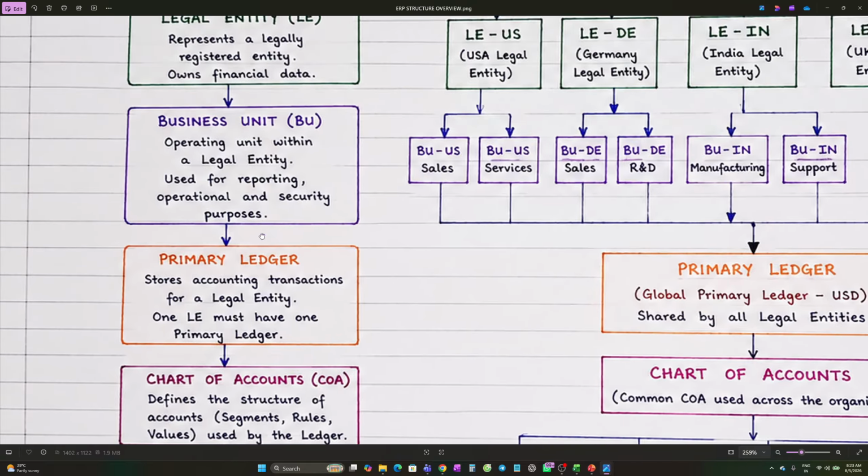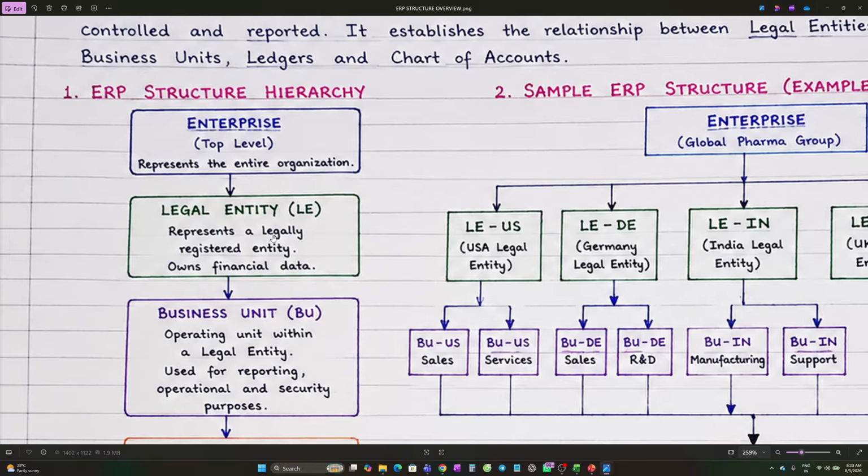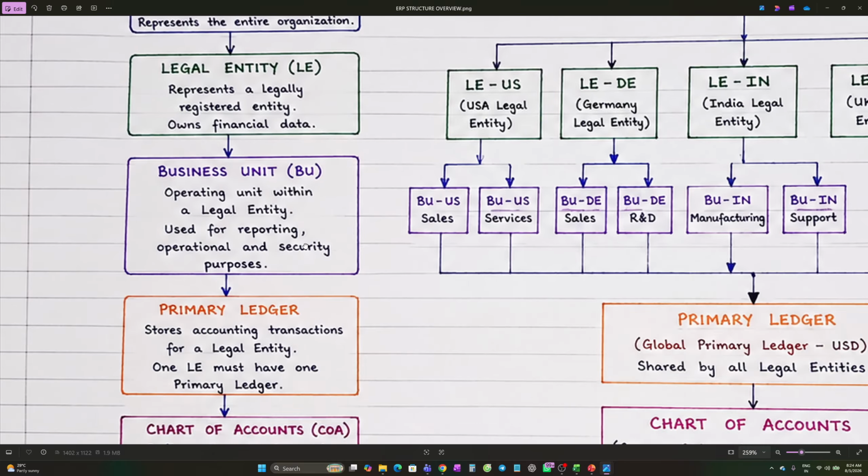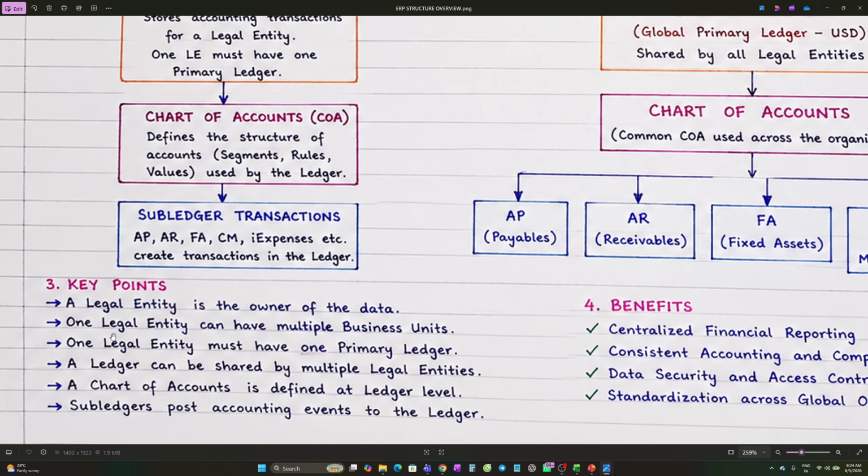So for country specific, we create one business unit. For reporting requirements, we create one or more business units. Those business units are linked to this legal entity. So the point mentioned here is that one legal entity can have multiple business units.